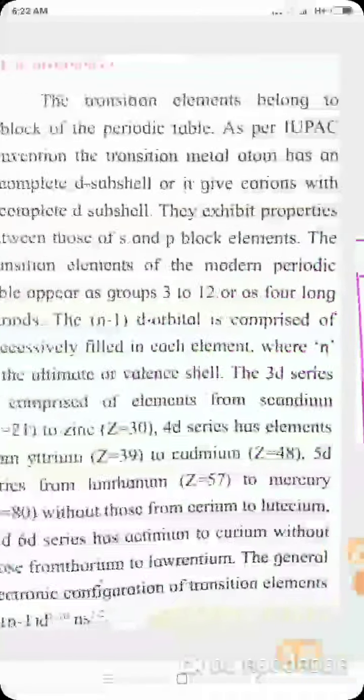The second is called the 4d series because in all these elements, the last electron enters the 4d subshell. So there are 4 series: 3d series, 4d series, 5d series and 6d series.